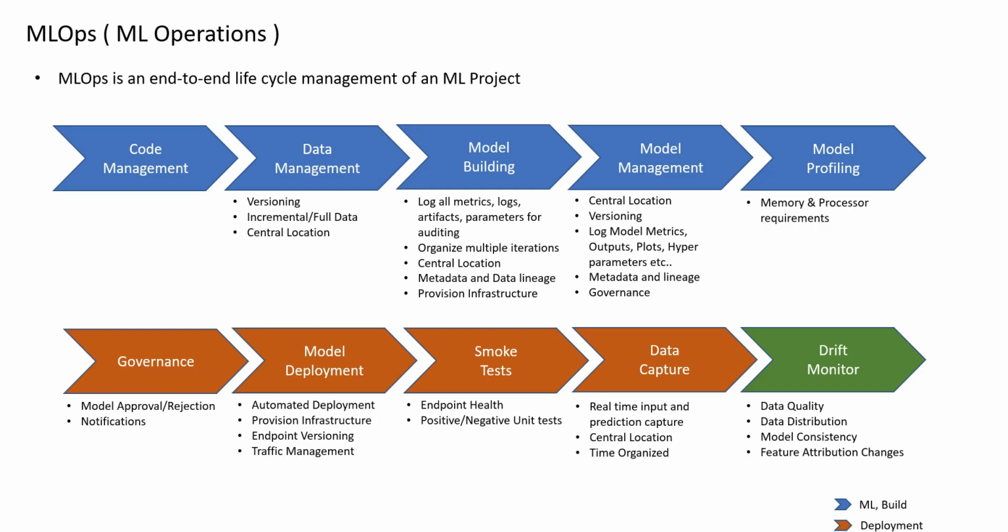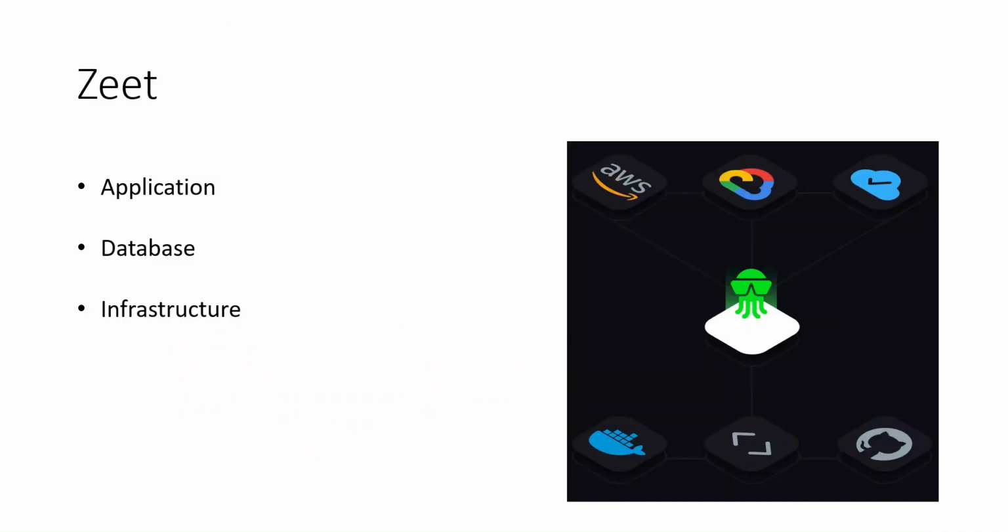After the model deployment, we can do a smoke test. That is a kind of testing, like black box testing, you can say. And data capturing and drift monitoring, which is very important. We can peek into the performance of the application from time to time, so that if anything weird happens in the application, we can solve it right away.